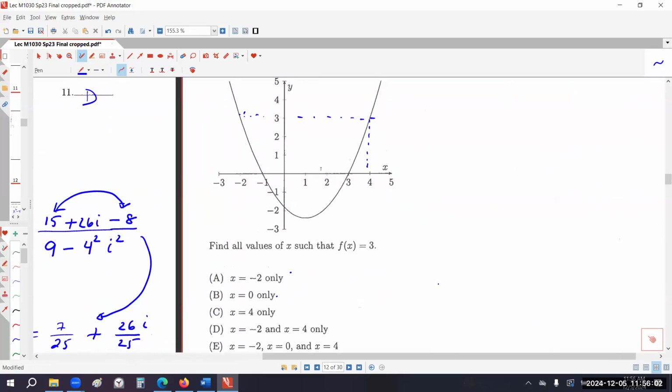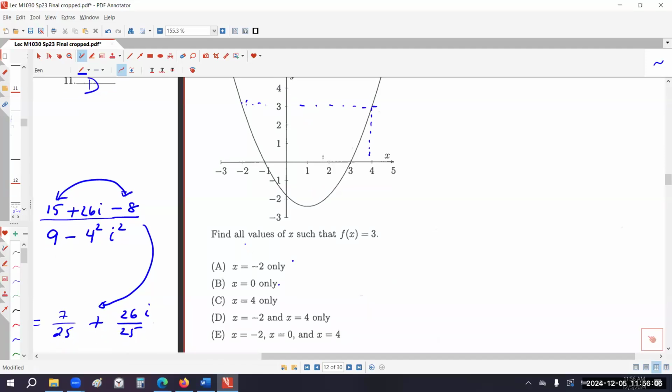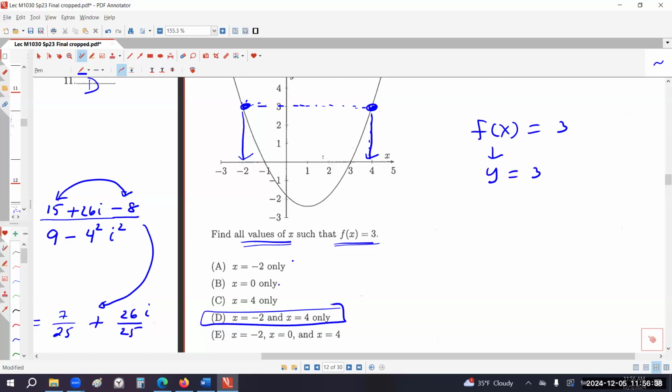Now the last question for today. Find all values of x for which f of x is 3. f of x is 3. What is f of x? The x value or the y value? Y. So y is 3 here. So the x values are -2 and +4. But see, these two are very close. I remember in your in-class exam, many of you picked the last one. Make sure you don't make the same mistake again in the final exam.